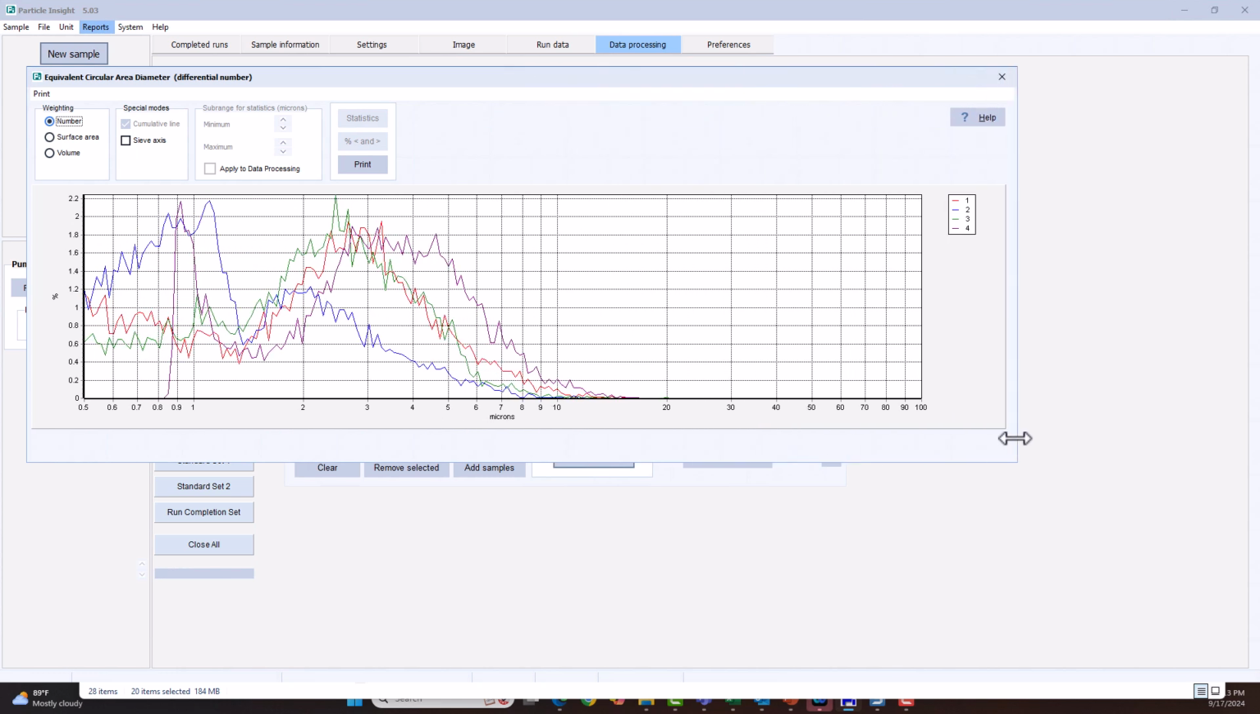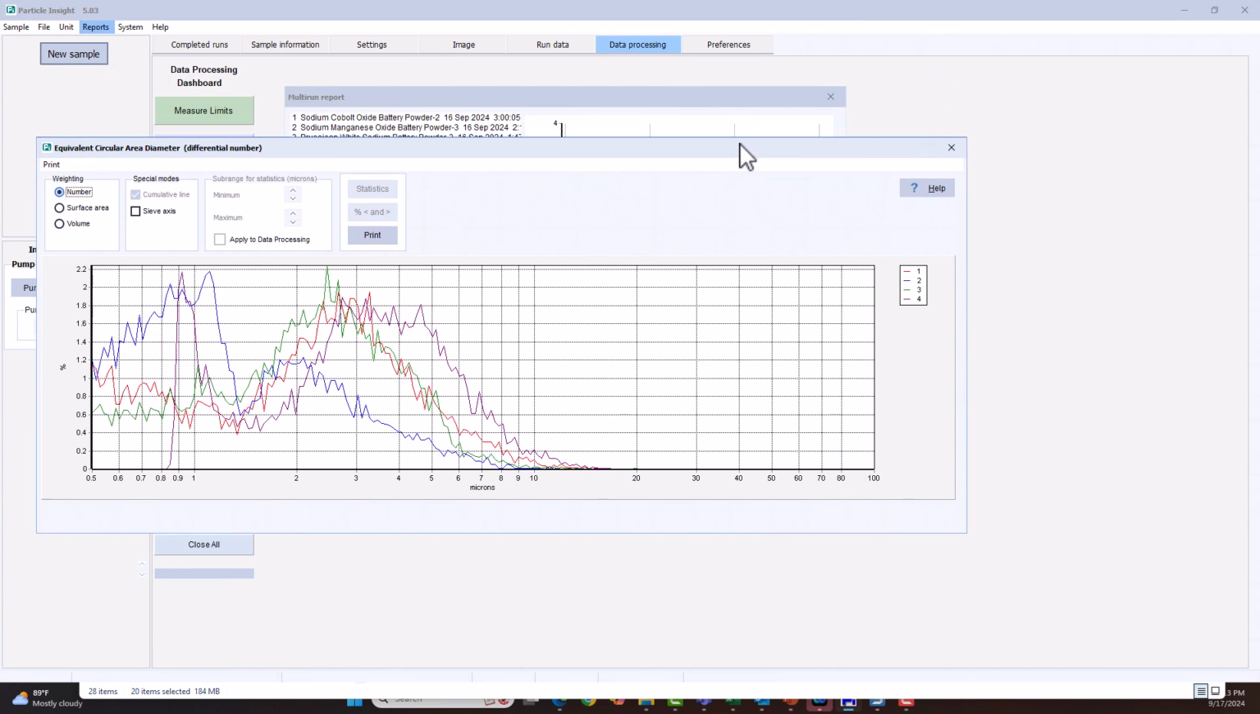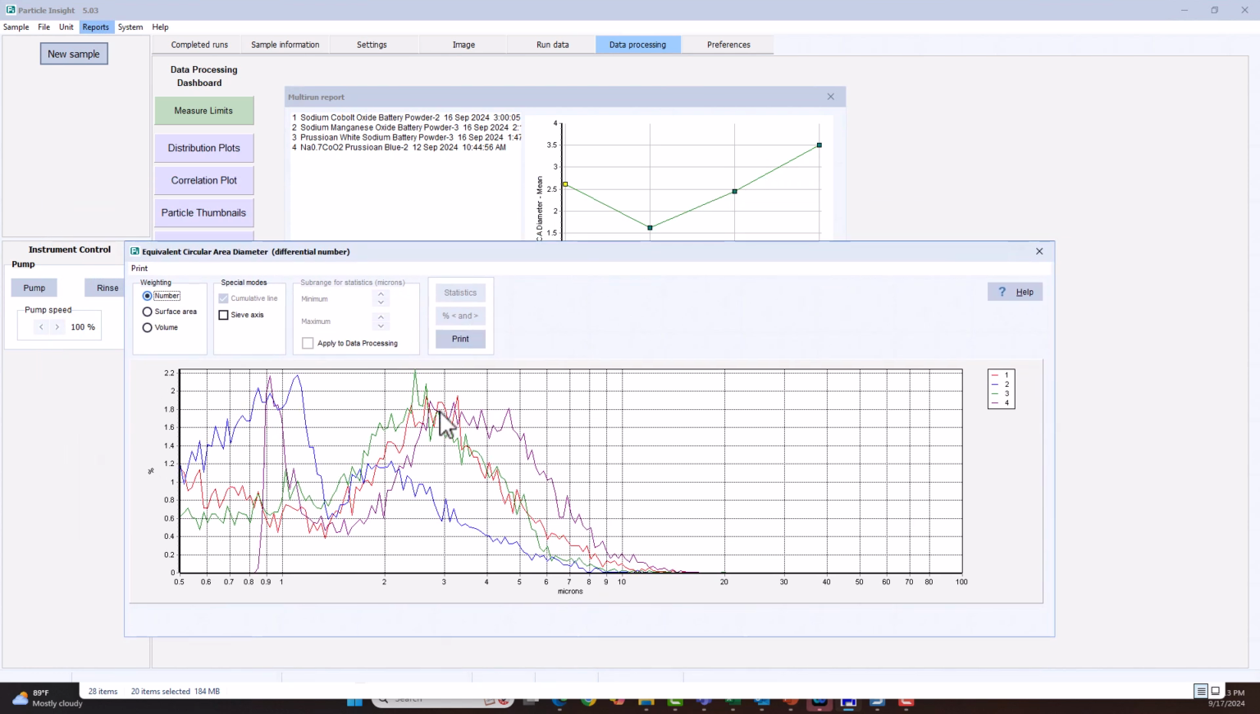We can spread this out. And here we can clearly see that there's one big outlier, which is the blue sample, blue being the second sample, which is the sodium manganese.